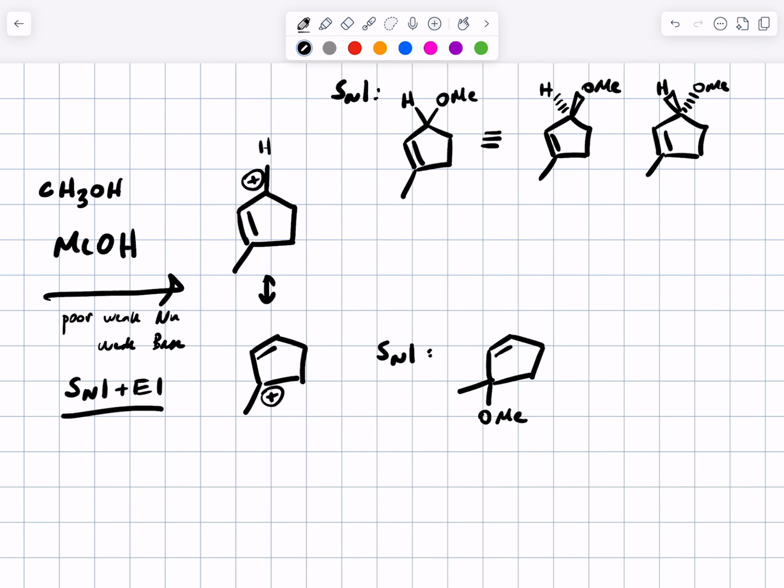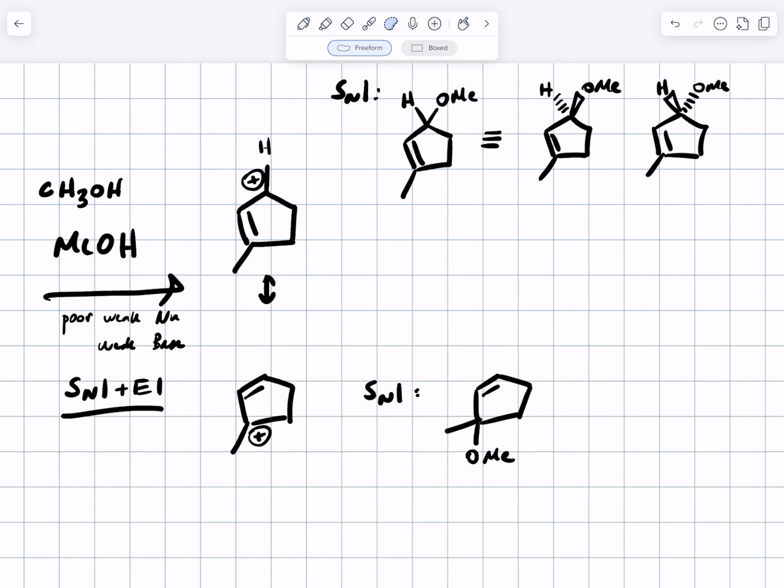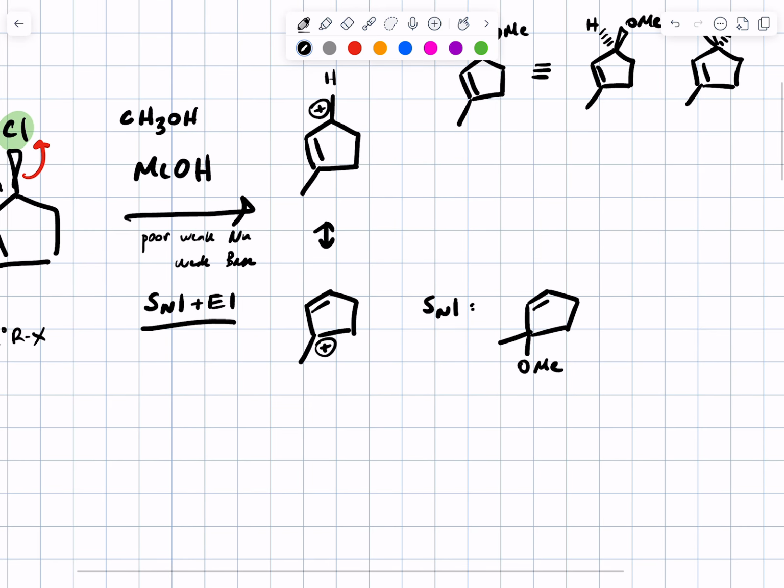All right. Now, the other thing we need to consider is the possibility of an E1 reaction, because as I've said, SN1 and E1 compete with each other. So we need to look for protons that are beta to the positive charge. So in an E1 reaction, you are looking for protons that are beta to the positive charge.